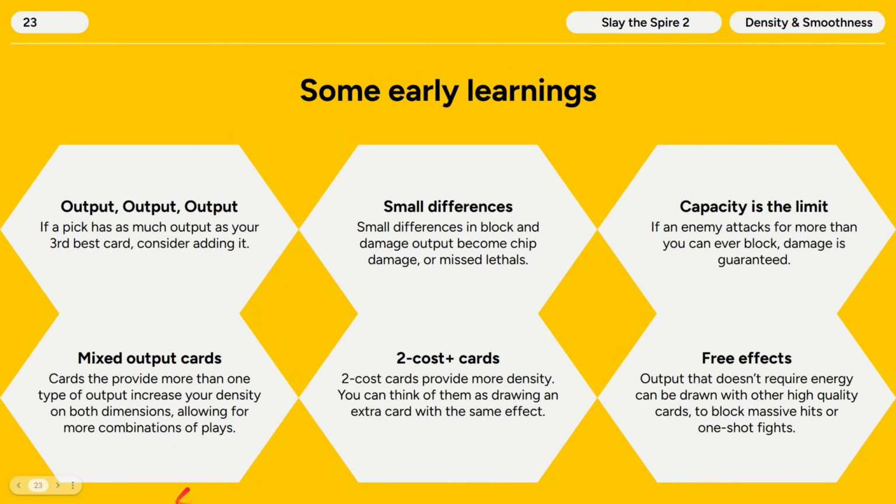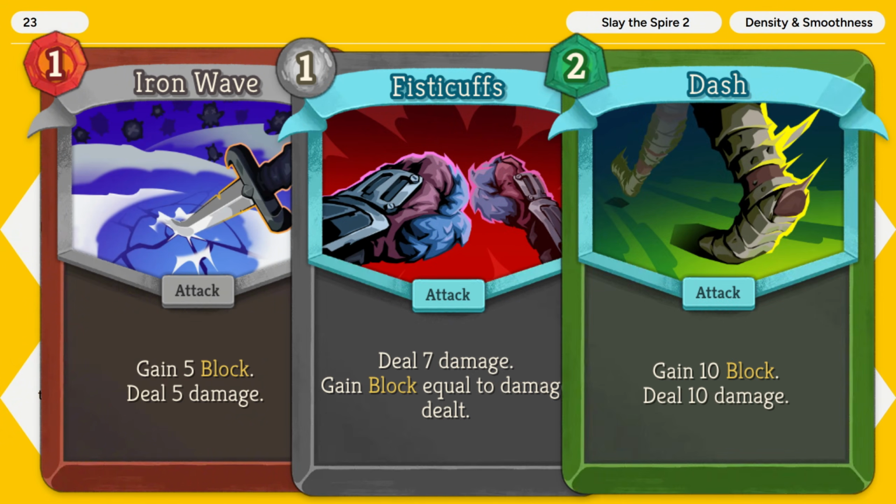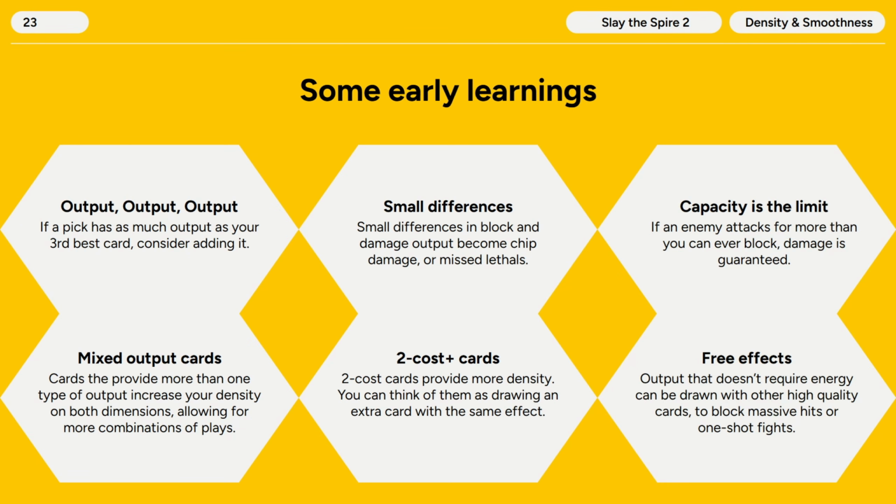We can also try and improve the density of our cards with mixed output cards. Mixed output cards that provide more than one type of output increase your density along both types of output, allowing for more combinations of plays. If you're looking at that graph and you're thinking to yourself, how can I maximize the number of ways that I can deal damage? How can I draw 3 block cards? Iron Wave starts to look pretty good. Fisticuffs starts to look pretty good. Dash starts to look really good. And Dash is a great example because 2 cost cards also provide more density for the card addition. You can think about a 2 cost card as almost like drawing an extra effect of the same card.